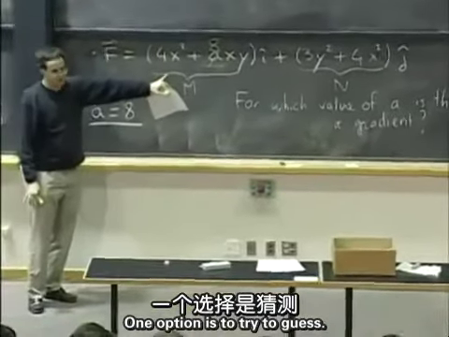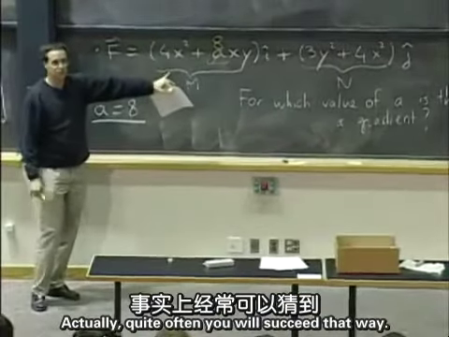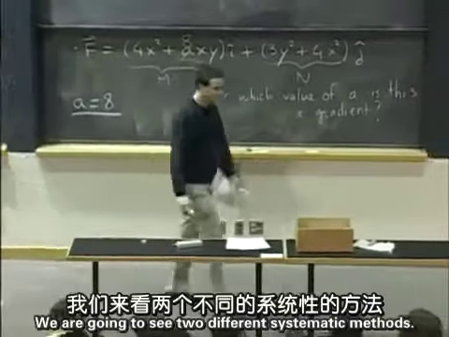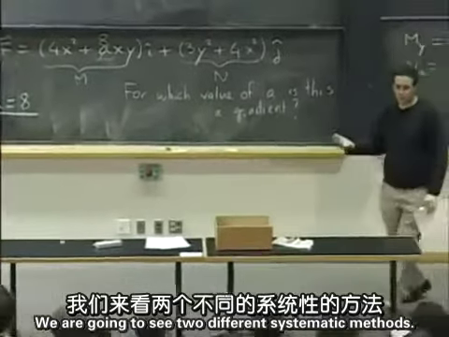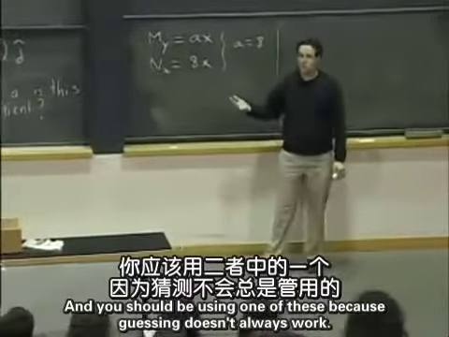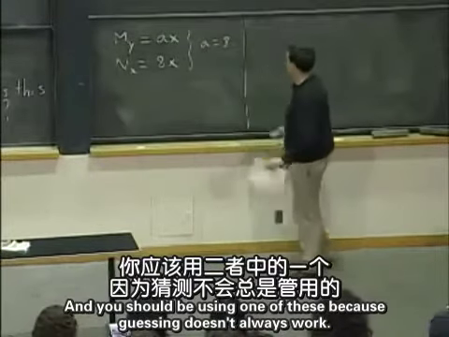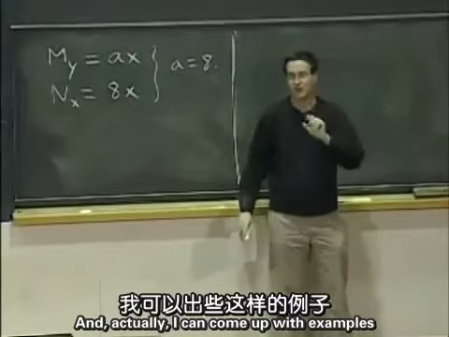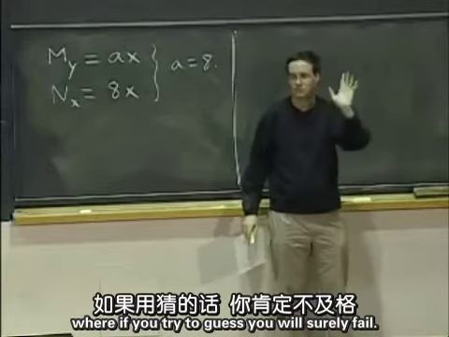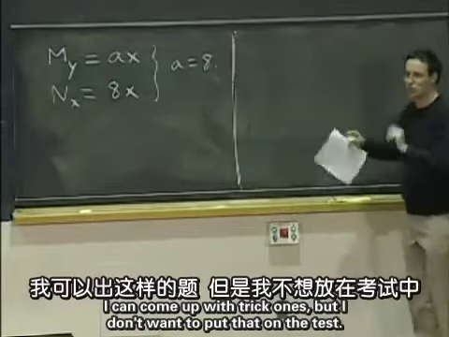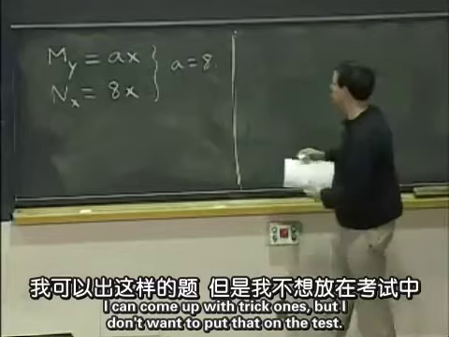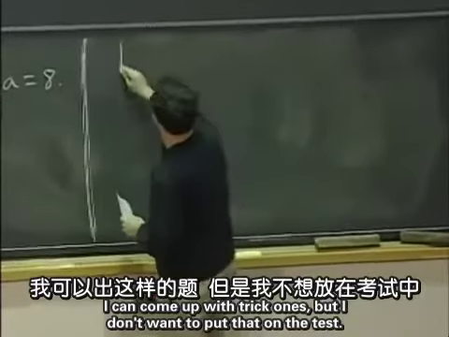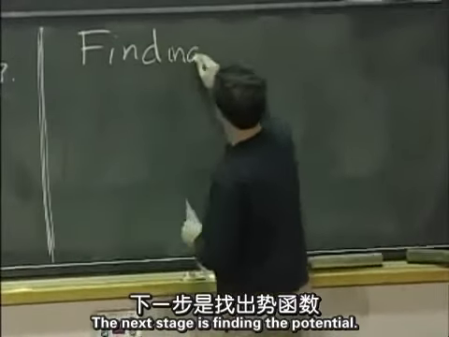So one option is to try to guess. And actually, quite often, you will succeed that way. But that's not a valid method on next week's test. So we're going to see two different systematic methods. And you should be using one of these because, well, guessing doesn't always work. And actually, I can come up with examples where if you try to guess, you will surely fail. I can come up with trick ones, but I don't want to put that on the test, but still. So the next stage is finding the potential.